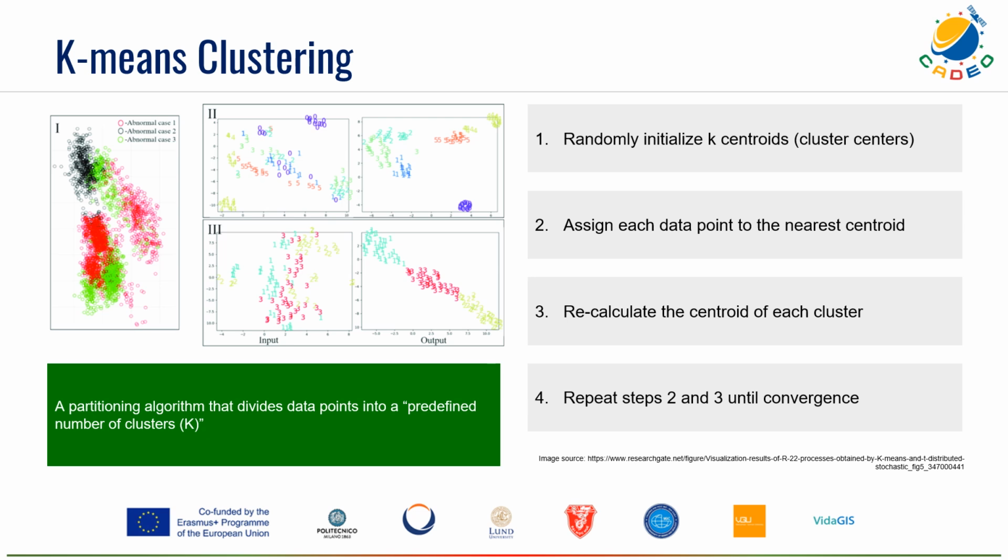K-means clustering is a popular partitioning method that divides data into K clusters. The algorithm starts with K initial centroids and iteratively assigns each data point to the nearest centroid, updating the centroids based on the means of assigned points. For example, K-means can group pixels in a satellite image into clusters representing different land cover types, such as water, vegetation, and urban areas, which can be labeled based on expert knowledge.